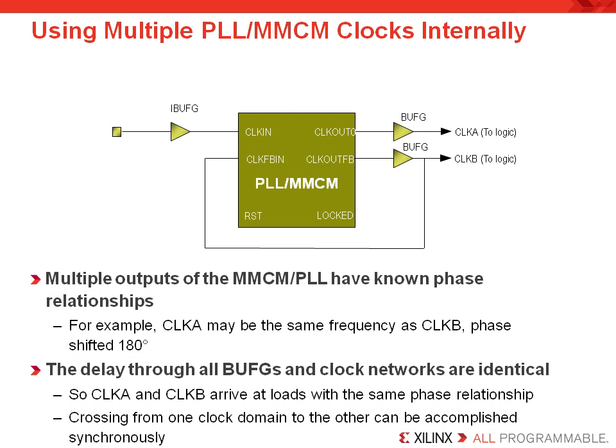Because all BUFGs are identical, the global clock networks are buffered, and the system is running at the same process, temperature, and voltage, the frequency and phase relationships of the PLL and MMCMs are preserved. Now, the implementation tools and the timing analysis tools understand these relationships correctly, and they correctly analyze the paths between flip-flops on these different clock domains.